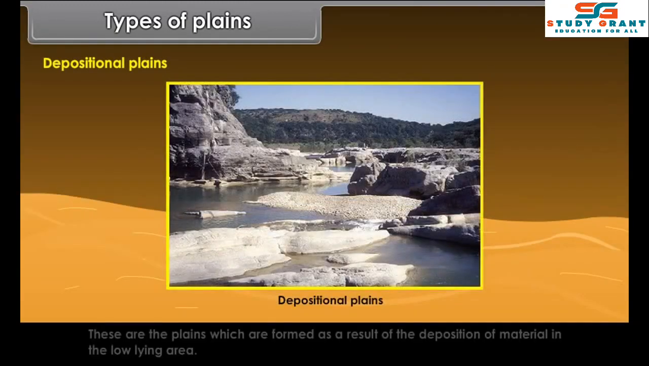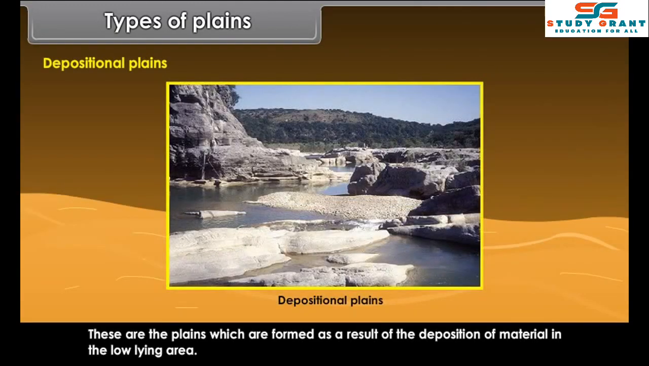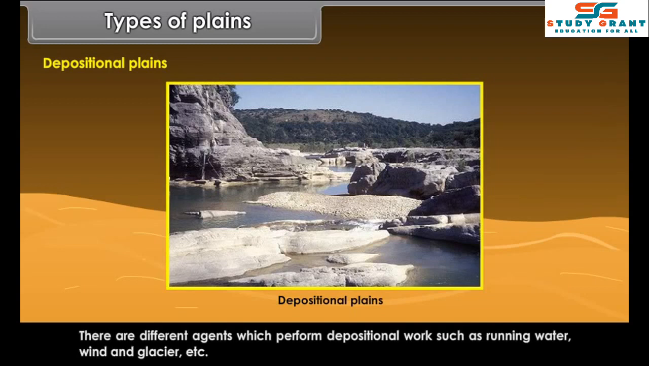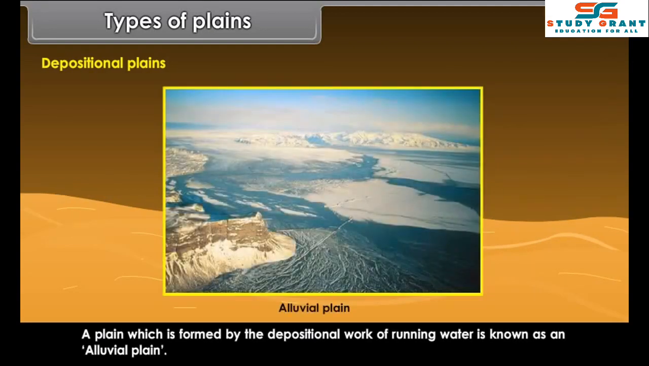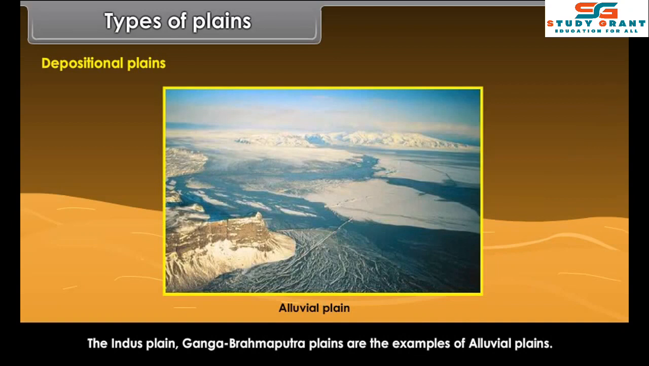Depositional plains. These are the plains which are formed as a result of the deposition of material in the low-lying area. There are different agents which perform depositional work such as running water, wind and glacier, etc. A plain which is formed by the depositional work of running water is known as an alluvial plain. The Indus plain and Ganga-Brahmaputra plains are examples of alluvial plains.